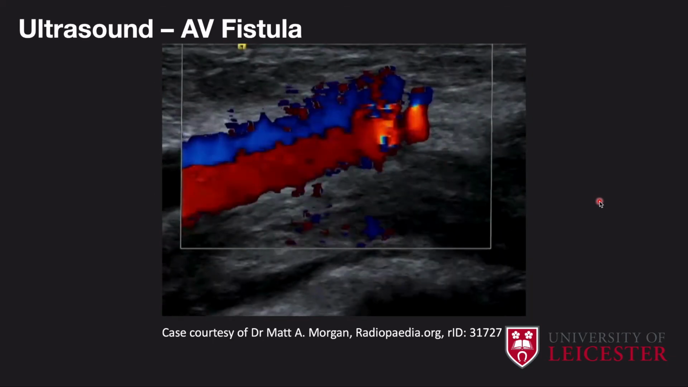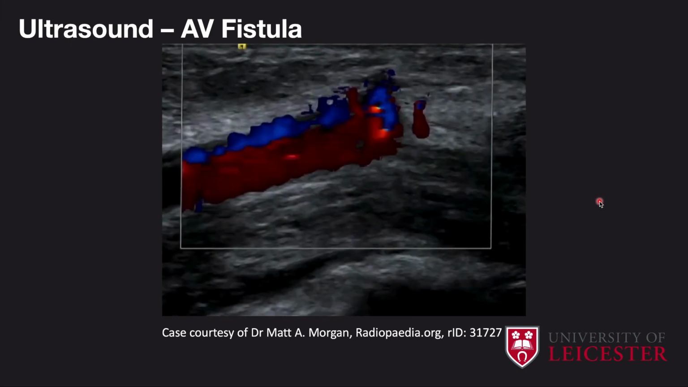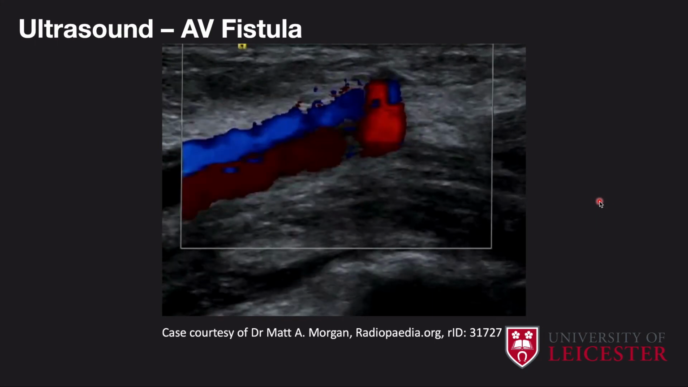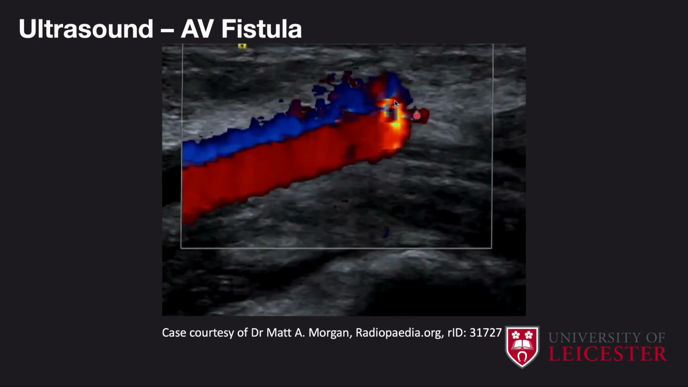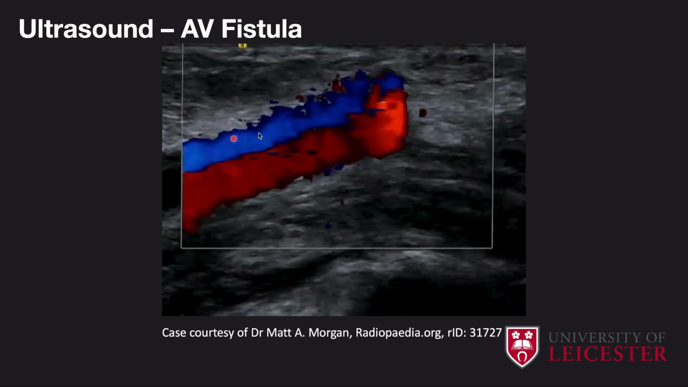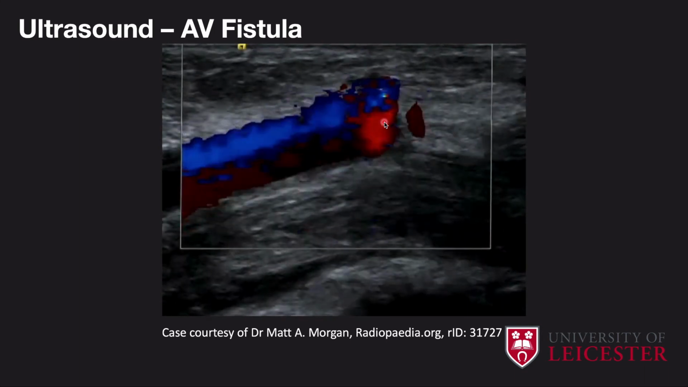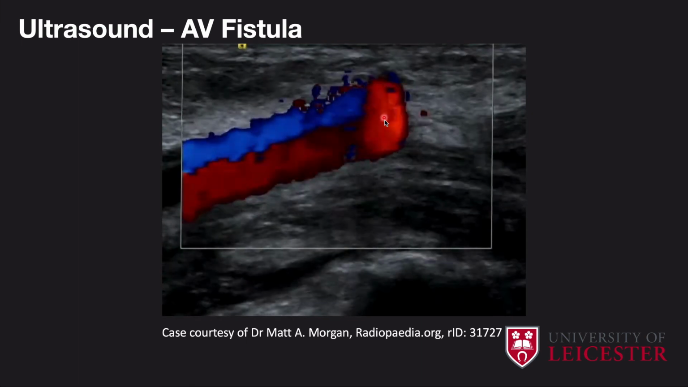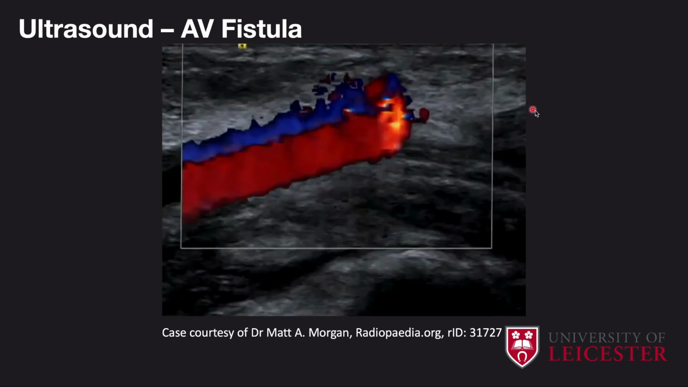Now, this is really the forte of ultrasound scan, production of a video image. This video demonstrates pulsatile venous flow because of an abnormal connection between the artery and the vein right here.